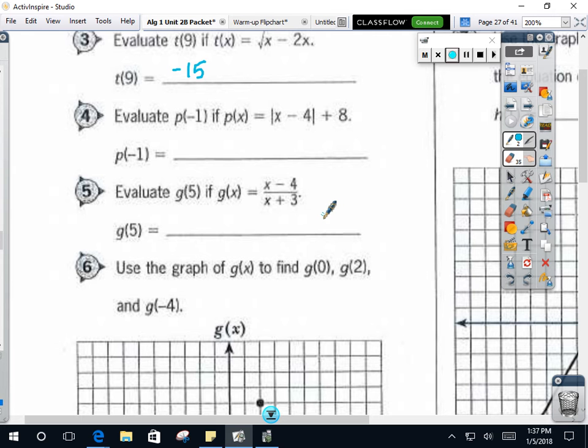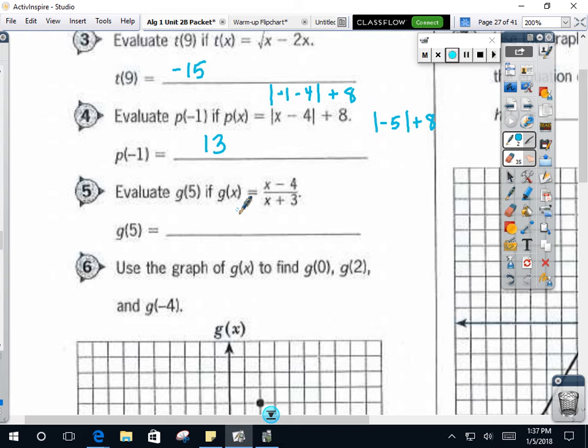What is the input for number 4 going to be? Negative 1. So inside these absolute value bars, you're replacing the x with a negative 1. Then you're going to subtract 4 from it. And then on the outside, you're going to add 8. Well, what does negative 1 minus 4 become inside those absolute value bars? Negative 5. What do absolute value bars do to a number? Change it to positive. So won't this just end up 5 plus 8? So 13. When the input is negative 1, the output is 13.